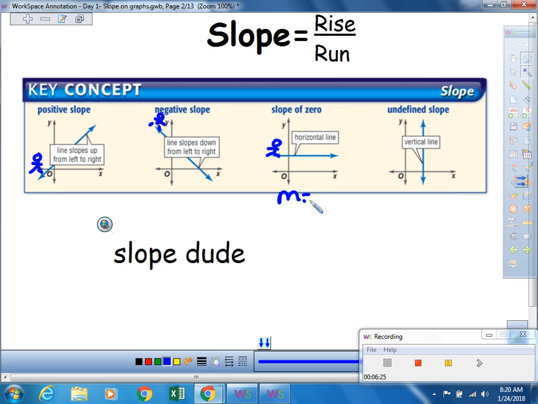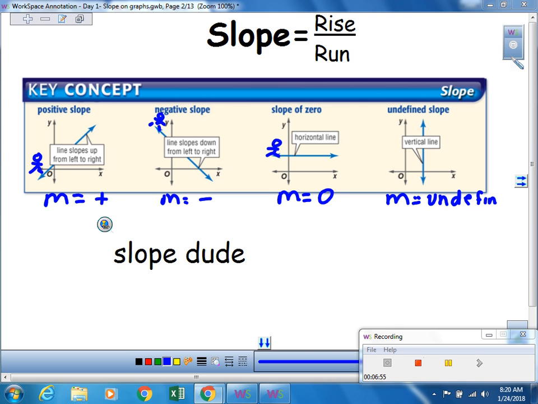So I'm going to tell you slope's abbreviation is m. So m would be 0 there. m is going to be negative. m is going to be positive. And then here, m is what? Undefined. So it's not 0, because 0 is not undefined. Okay, so just make these little tests. Make those four, they don't have to be fancy, just make them real quick.